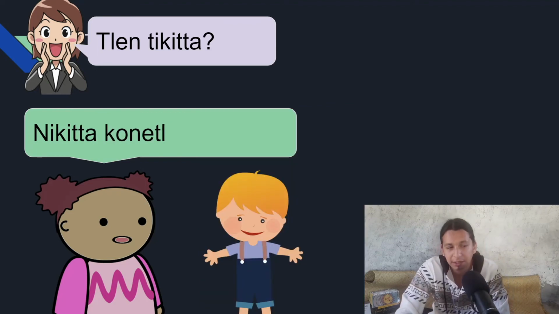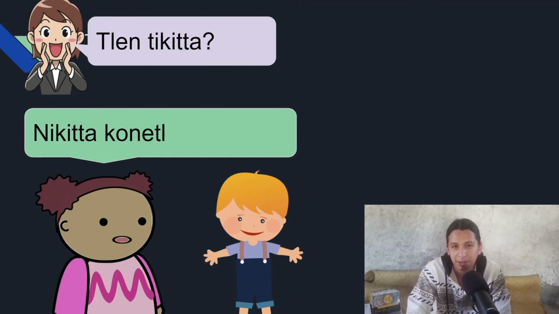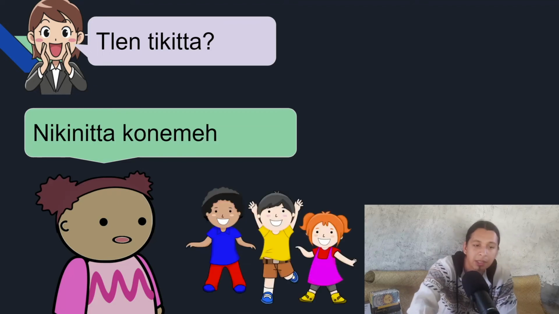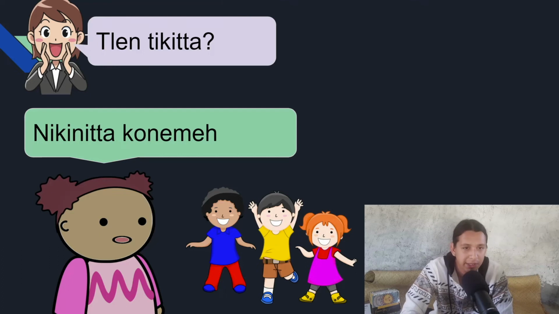Tlen tikita. Nikita conetl. Conetl is a child. In this word, it doesn't matter what gender the child is. Conetl. Nikin ita coneme. I see children, the plural.